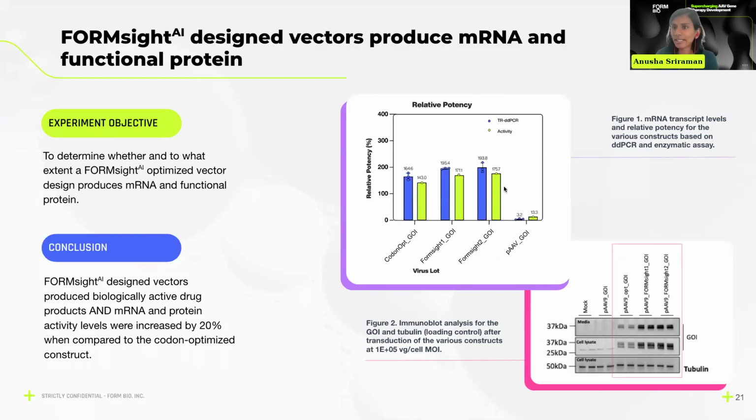And whether that translates into activity, we see that when an enzymatic activity assay using ELISA was performed, the FORMsite constructs are able to make functional protein. We see this with the activity. And they're also about 20% more than the codon optimized construct. So this is one of the experiments where we have the data. We also have another experiment where we saw similar results. And this indicates that the FORMsite design vectors are able to produce biologically active drug products.